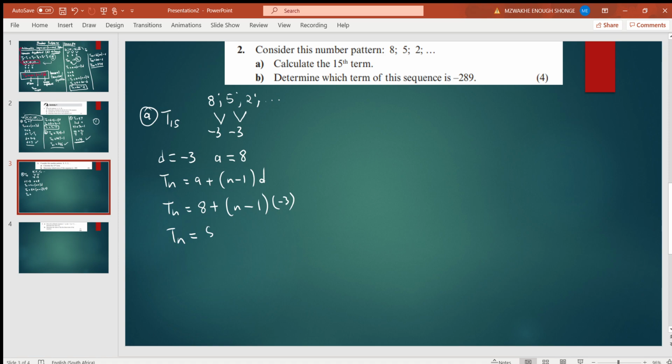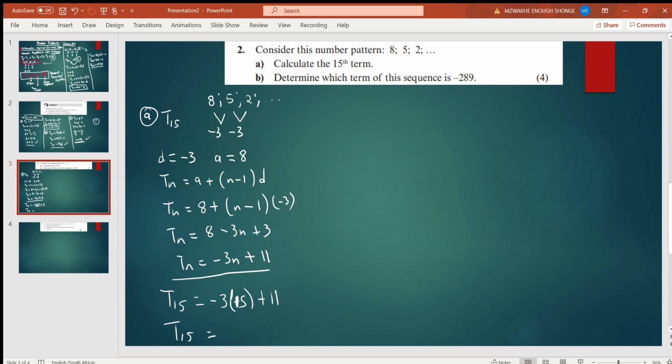Tn equals 8 minus 3n plus 3. Tn equals minus 3n plus 11. This is the answer. To find T15, you say T15 equals negative 3 into 15 plus 11.